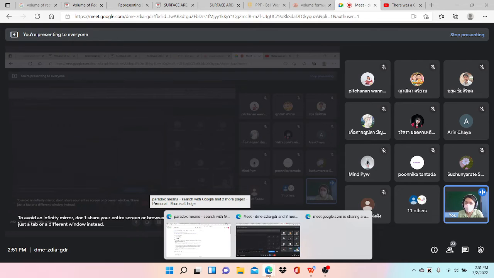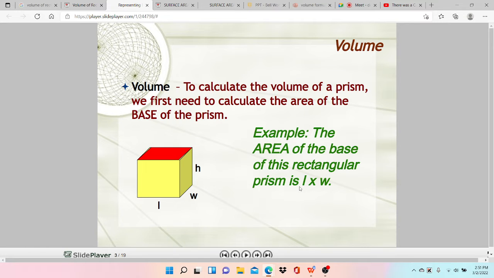Okay, let's have Leo. Leo, can you read? Volume. To calculate the volume of prisms, we first need to calculate the area of the base of the prism. Okay, thank you, Leo. 2 points. Example, the area of base of this rectangular prism is length times width.